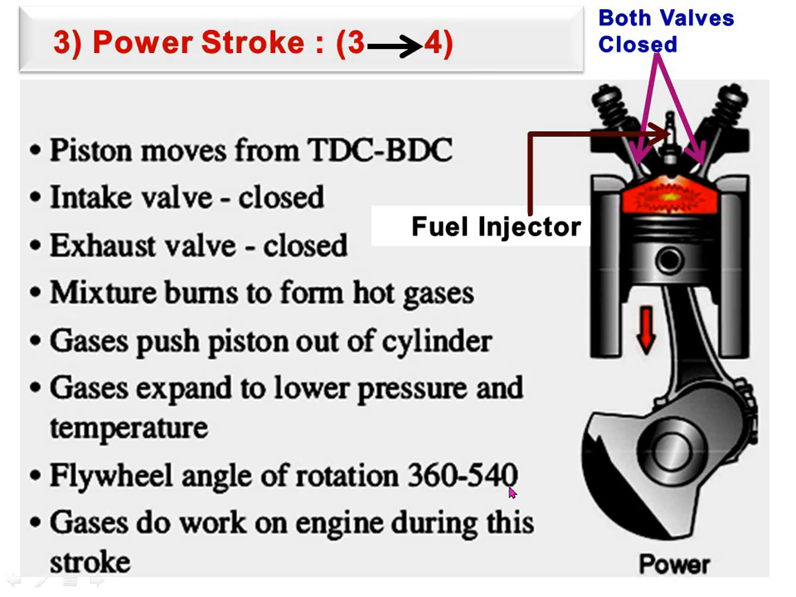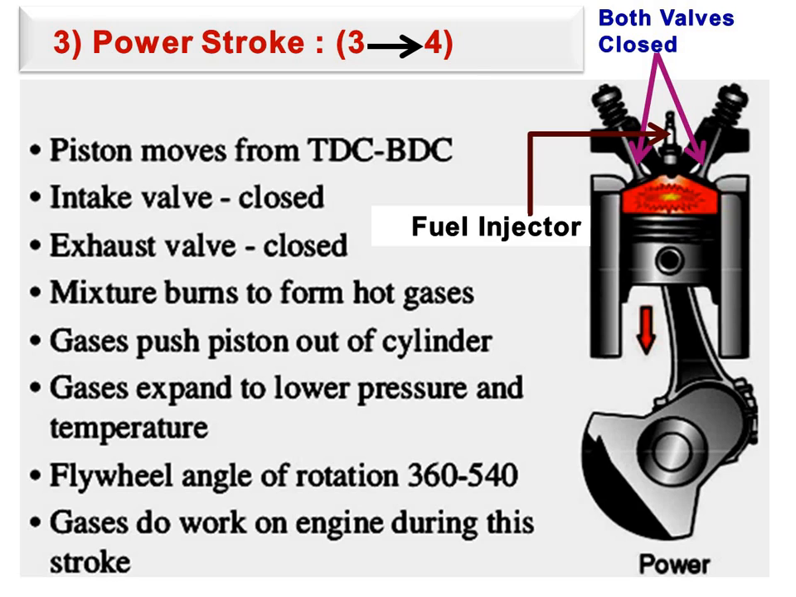As we know, we have completed 360 degrees of rotation in the suction and compression strokes. So in the power stroke, the flywheel rotates from 360 degrees to 540 degrees, meaning 180 degrees of rotation. Gases do work on the engine during this stroke.